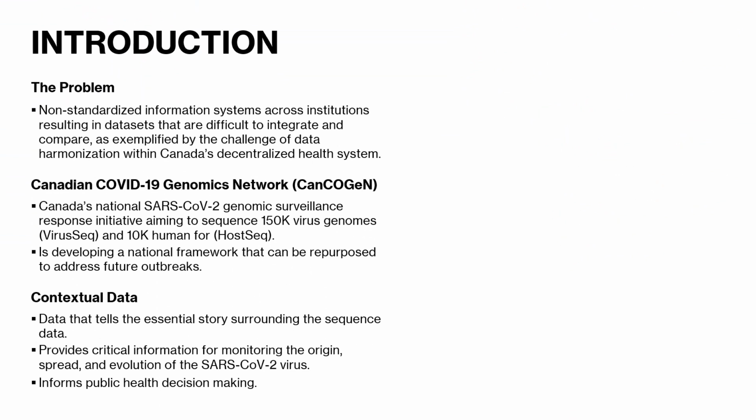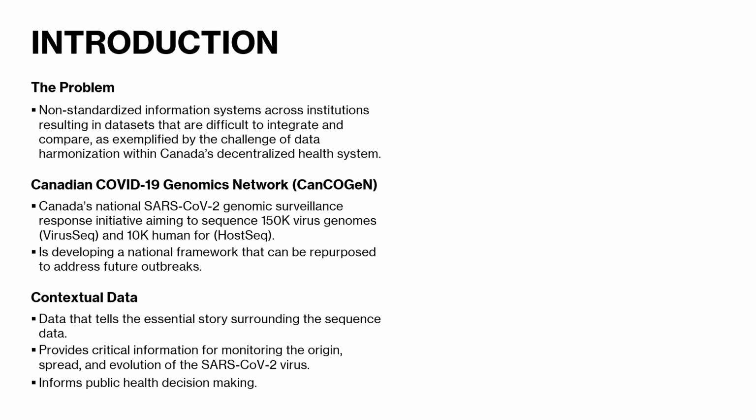So the problem we're trying to address is our non-standardized information systems across institutions, which result in datasets that are difficult to integrate and compare, as exemplified by the challenge we've come across with data harmonization within Canada's decentralized health system. The Canadian COVID-19 Genomics Network, CANCOGEN, is Canada's genomic surveillance response initiative to the SARS-CoV-2 pandemic.